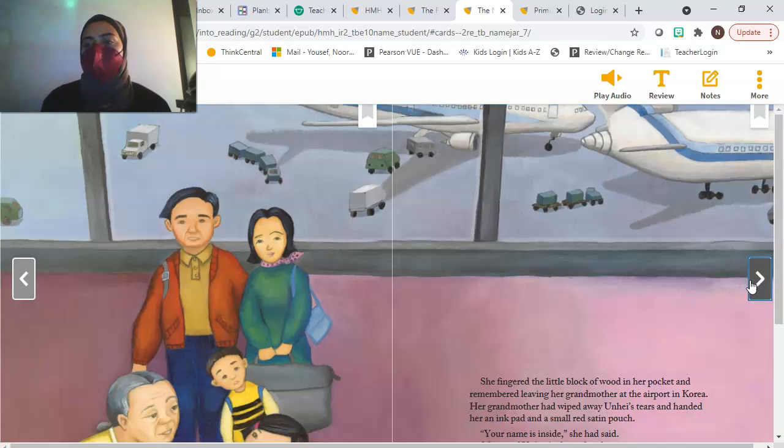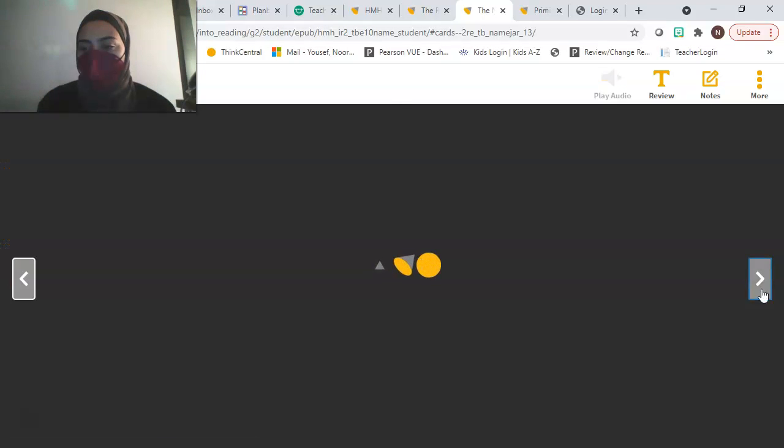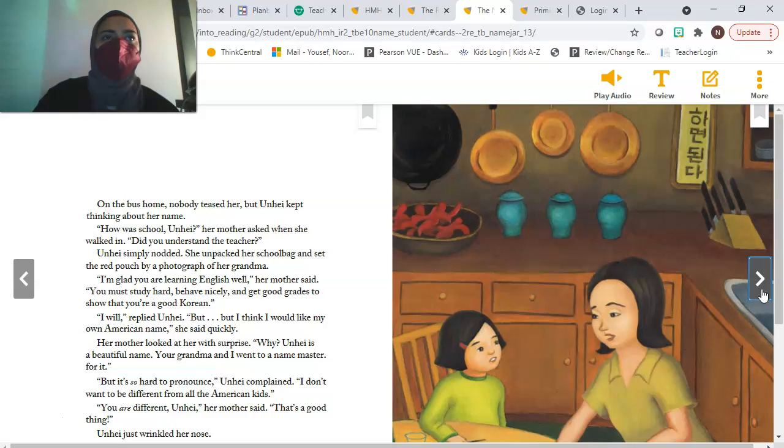Oh, wait. Why did Yoonhae's mother here on this page ask her, it says, why did Yoonhae's mother ask if she understood the teacher? Why did she say that, Dominic? Very good, because they're thinking maybe the language is different. She's making sure she understands English, right?